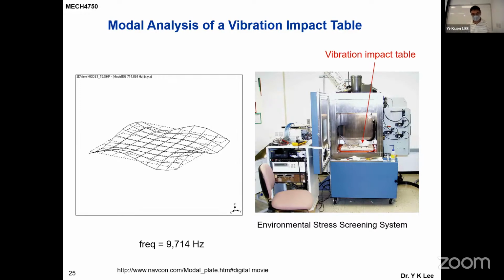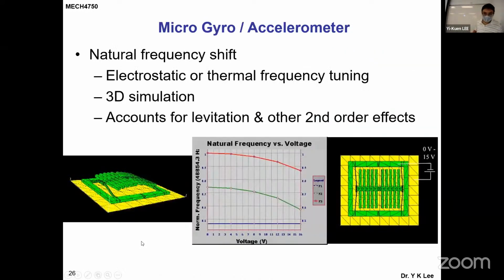This will be interesting for you to look at: a real product, a vibration impact table, and how we can create this kind of model and then estimate the frequency, measure frequency, things like that. We also show you this for micromachining, or a micro machine sensor actuator, such as a micro gyroscope or accelerometer. Once you build the model in the computer, you can study electrostatic actuation, and also look at the frequency response and electromechanical response for this kind of sensor actuator.